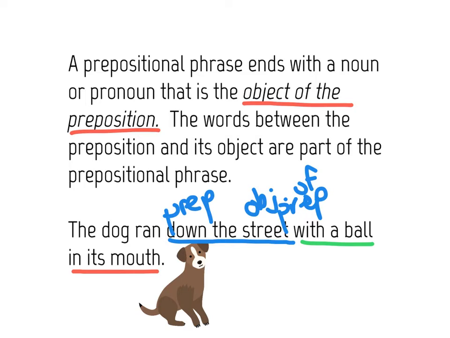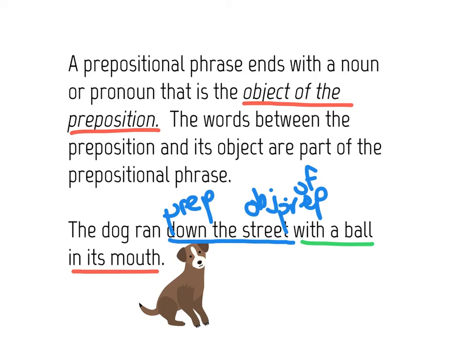A bit of a clue to help you realize if you have a prepositional phrase or not, you could essentially take out all of the prepositional phrases and the sentence will still make sense. It might not be as interesting. The dog ran. It's not as interesting as the dog ran down the street with a ball in its mouth. But if you remove the prepositional phrases, you will never have the subject or the verb inside a prepositional phrase. So removing them, the sentence still should make sense.